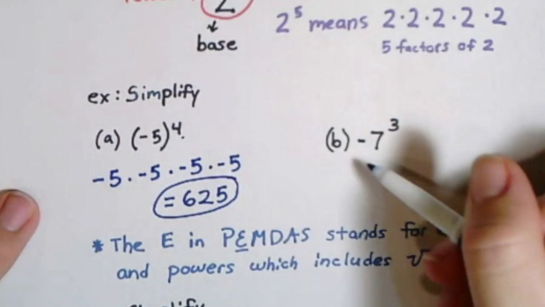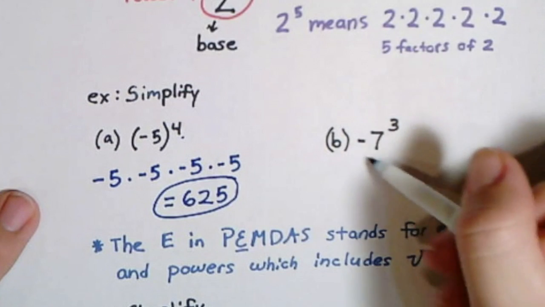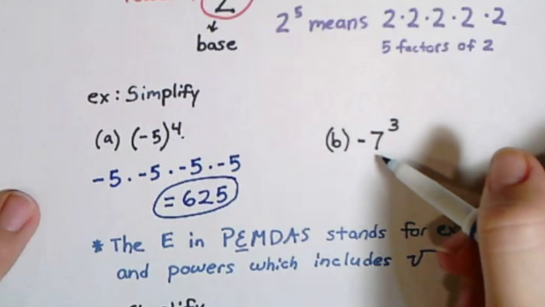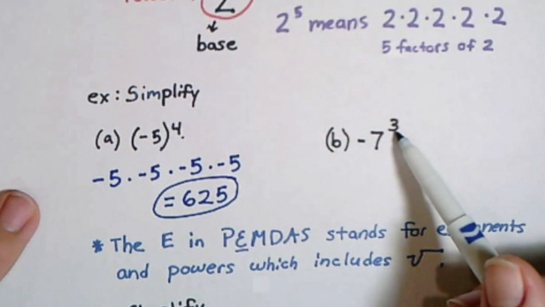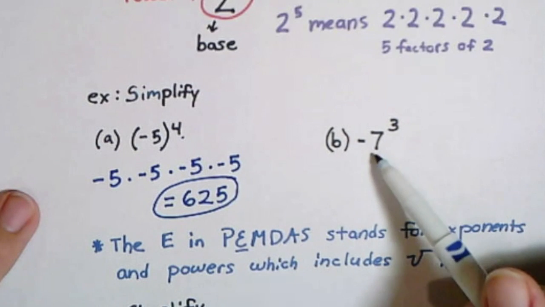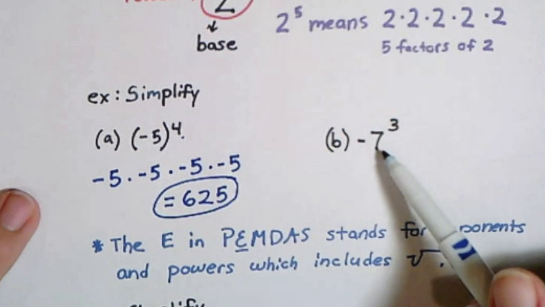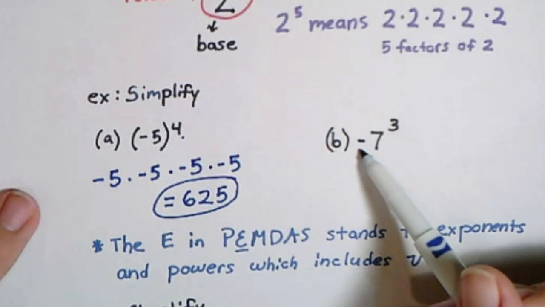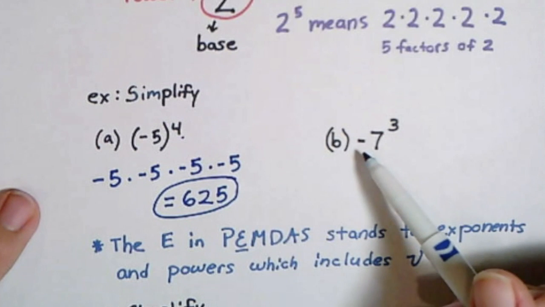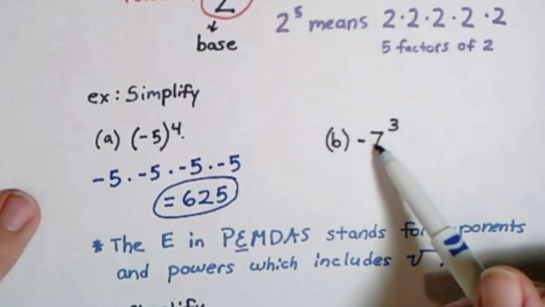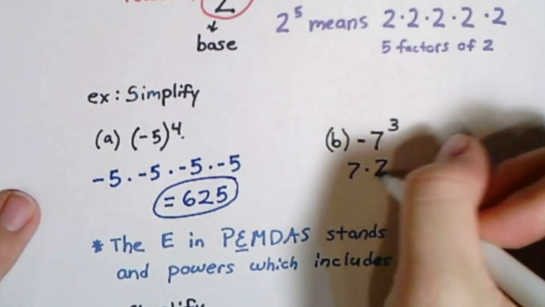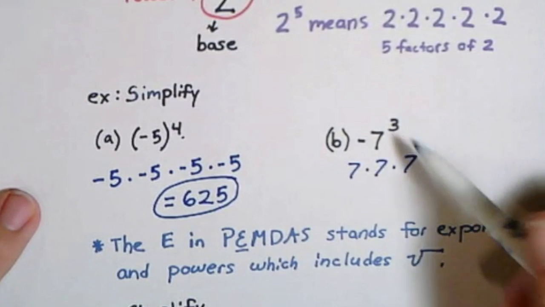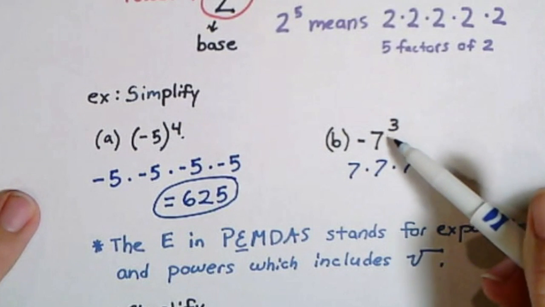Okay, in this example, our negative sign is not within parentheses with the 7. So therefore, we're going to find 7 raised to the 3rd, or 7 cubed, and then we're going to take the opposite of whatever that is, because that's what this means. This is like multiplying a -1 times 7 cubed. So 7 cubed is going to be 7 times 7 times 7.